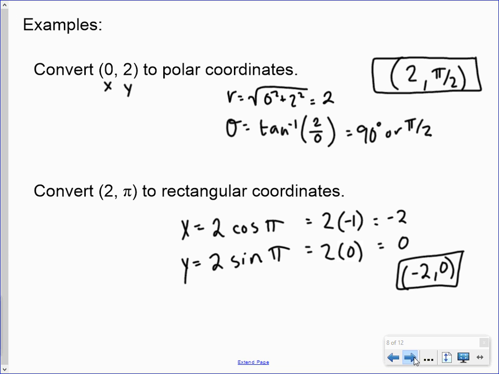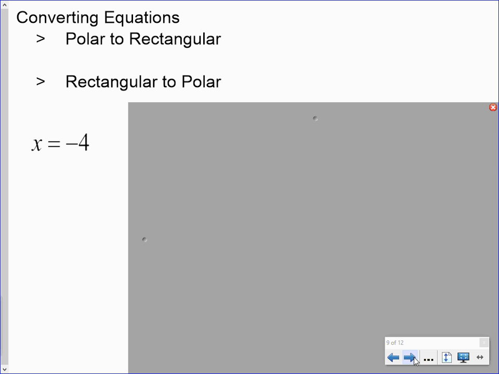Okay, last thing that we want to talk about, and I think when you do your homework assignment, this is going to be the biggest struggle. Okay, is converting equations. Yay, converting equations.